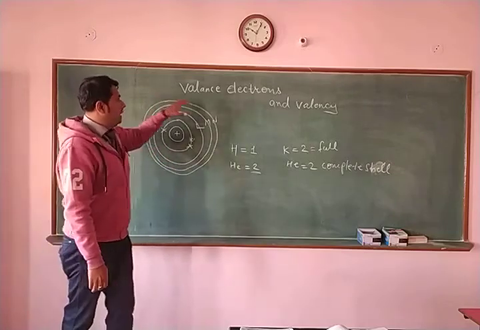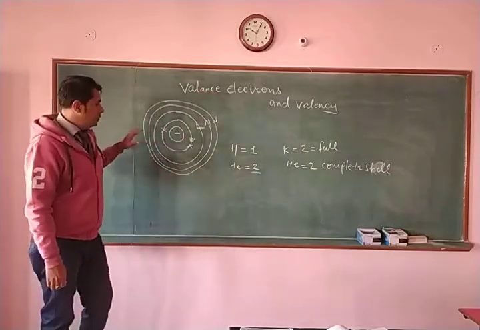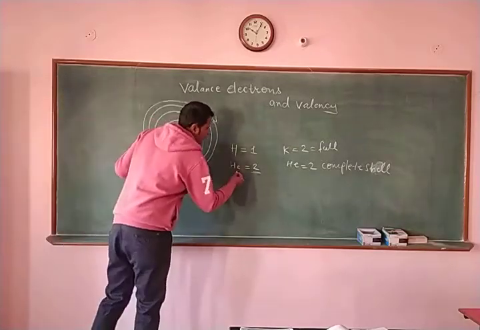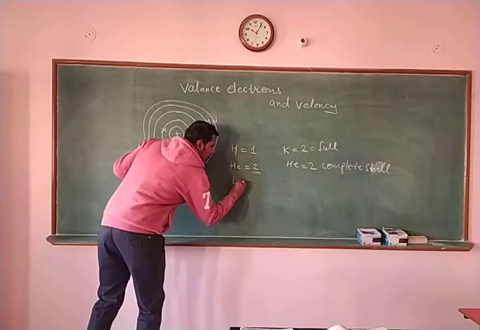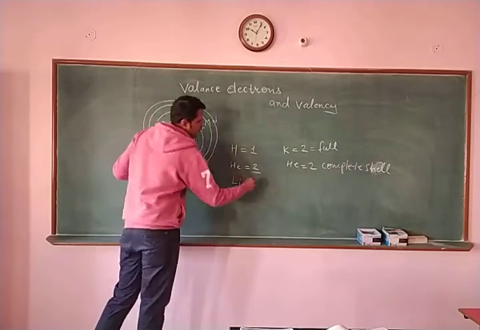So valence electrons are the electrons which are present in the outermost shell of an atom. As we go further for the overview: hydrogen, helium, lithium, whose symbol is Li. Lithium's atomic number is 3.